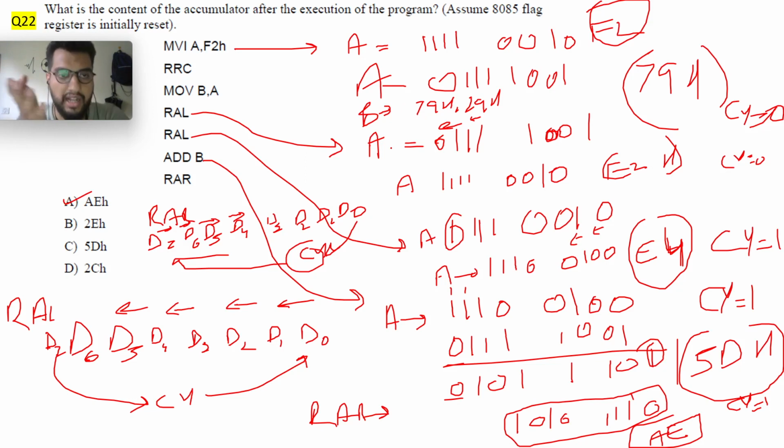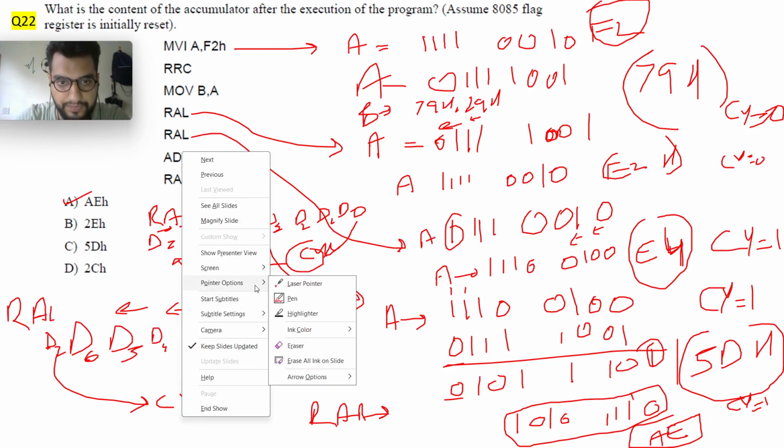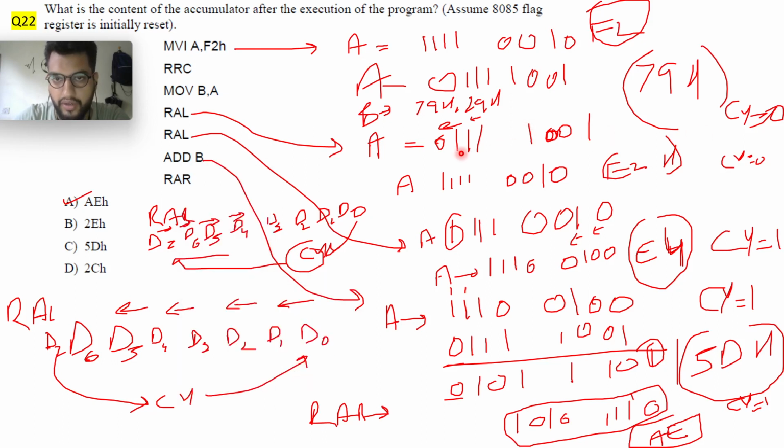Then A is RAL, that is, rotate accumulator left through carry. In the RAL operation, D7 goes to carry, and the carry goes to D0, and all other bits are shifted towards the left. That means D0 goes to D1, D1 goes to D2, and so on, D6 goes to D7, D7 goes to carry, and whatever the carry was earlier will go to D0. Same happens here because the earlier carry was 0, and the result after this RAL becomes F2. Then again RAL is done on F2 and it becomes E4.